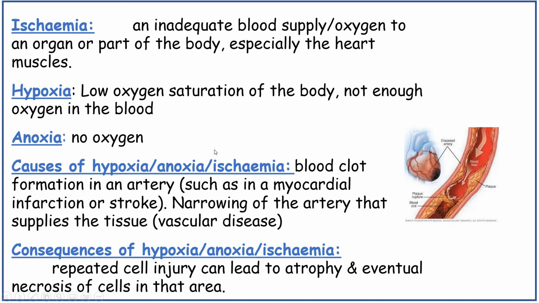Causes of hypoxia, anoxia and ischemia could be that a blood clot has formed in an artery, such as a myocardial infarction or stroke, or narrowing of the artery that supplies the tissue, such as vascular disease. The consequences of hypoxia, anoxia and ischemia: repeated cell injury can lead to atrophy and eventual necrosis of cells in that area.